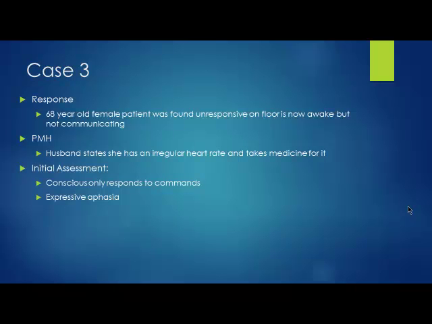Where are you shifting gears to already? I'm going ahead and thinking, hey, we've got some neurological issues here. She does have a history of an irregular heart rate. Let's do a quick assessment because time is important. Consciously responds to commands, but she does have expressive aphasia. What does that mean? Not facial droop, expressive aphasia.